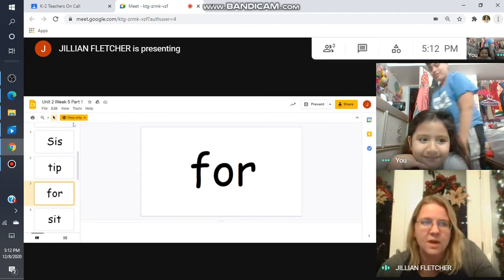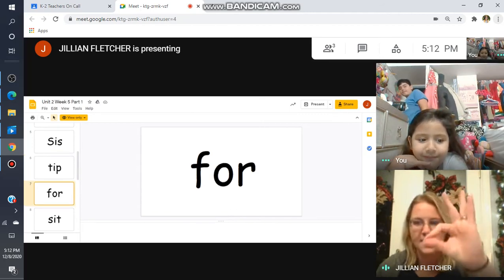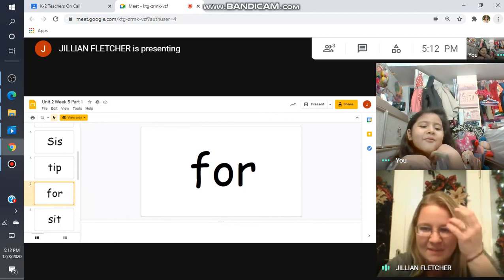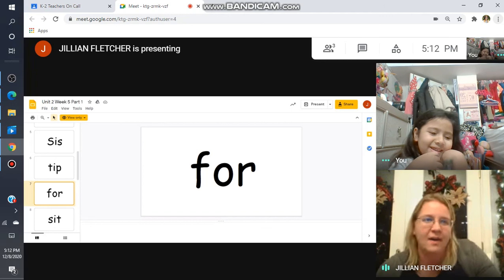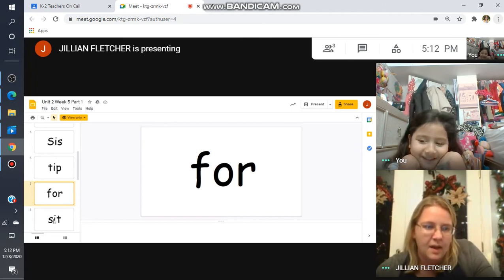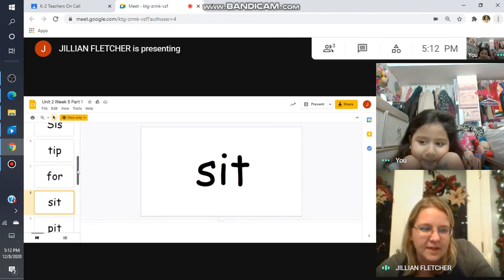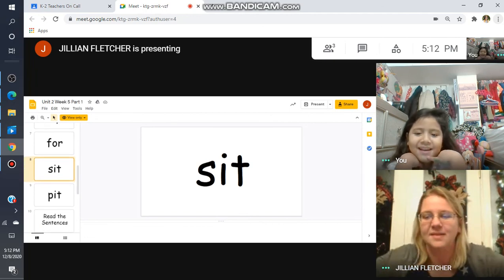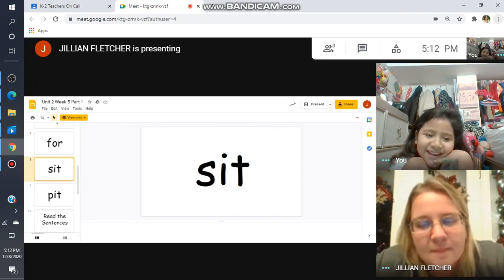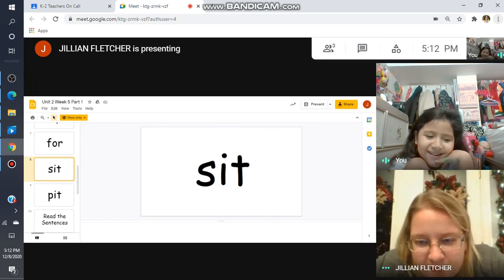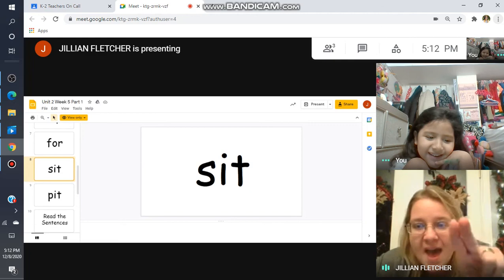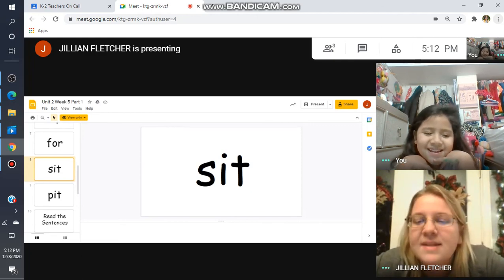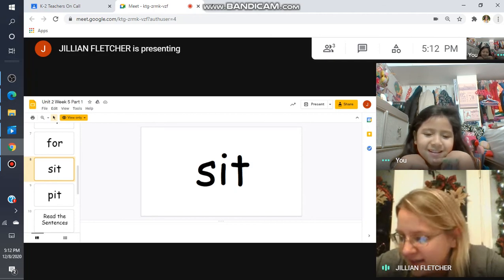Now this one is one of our popcorn words. F-O-R. You remember? For. Good. You're a pro. Okay, how about this one? We read this one before. We can try this one again. Say the sounds. Good. Now put the S and the I together. Si. And then add the last one.